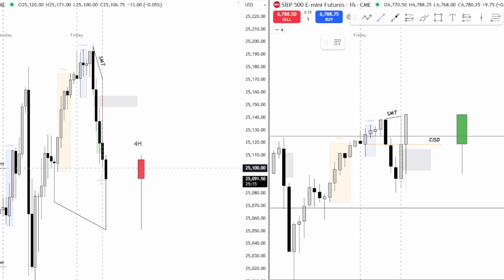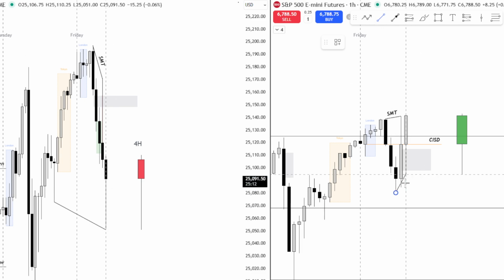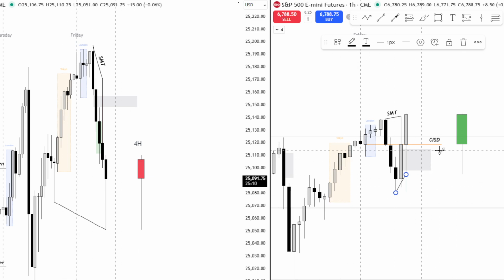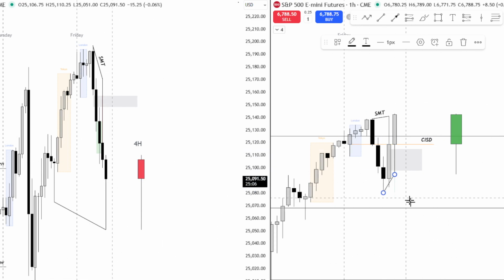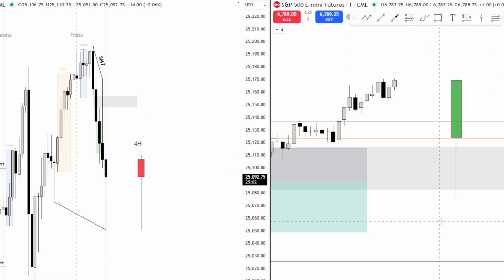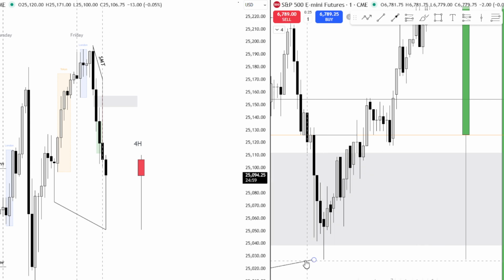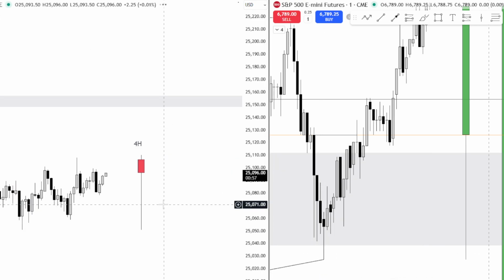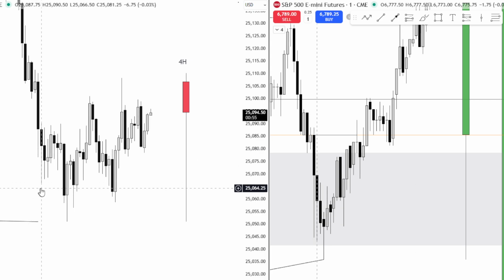We have an internal SMT with that 4-hour candle, so the 8 a.m. low does not get taken out on ES, but it gets taken out on Nasdaq. And we have more internal SMT. So the internal SMT here being this right here. Alright, so Nasdaq creates a low.